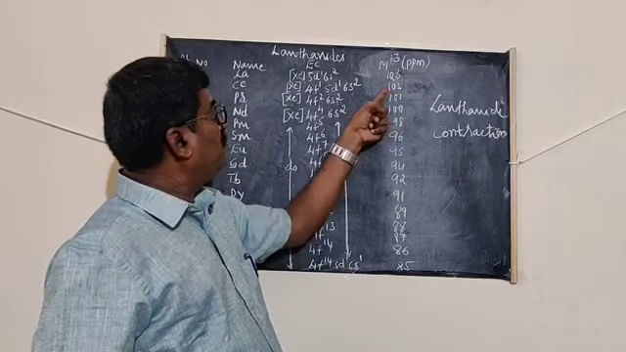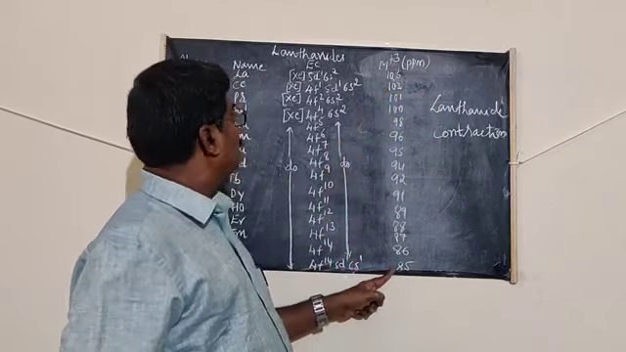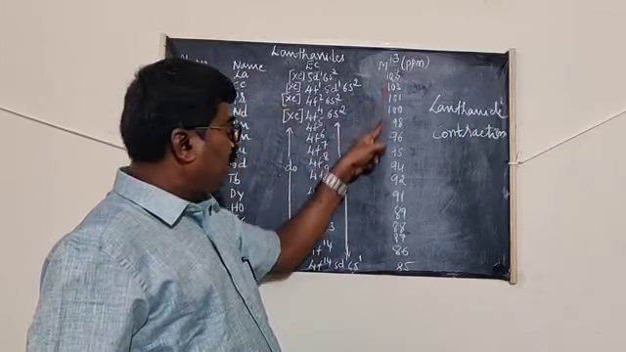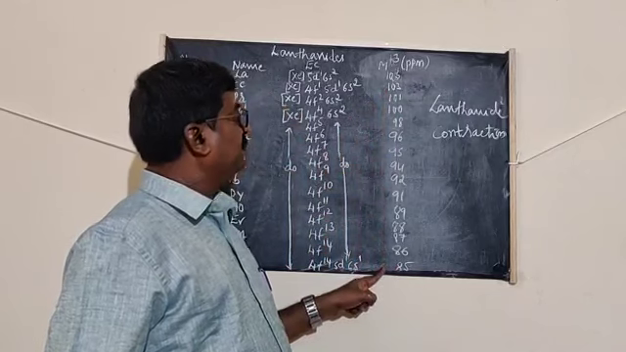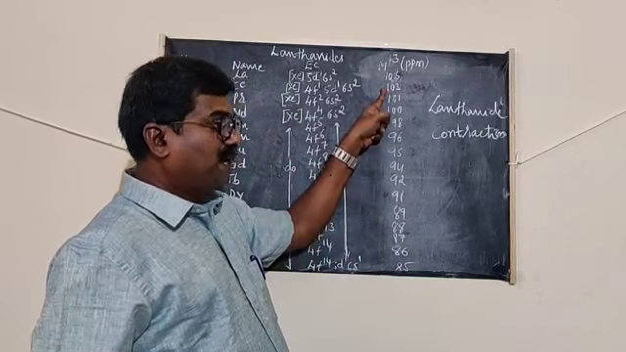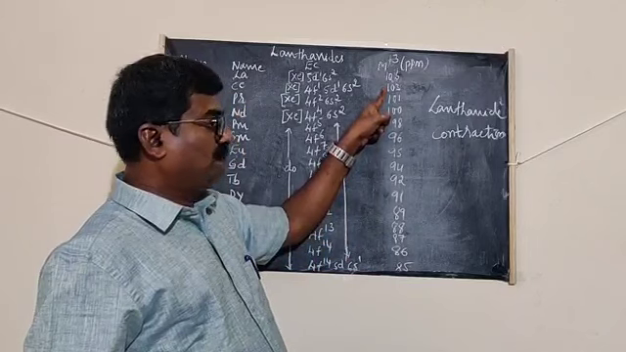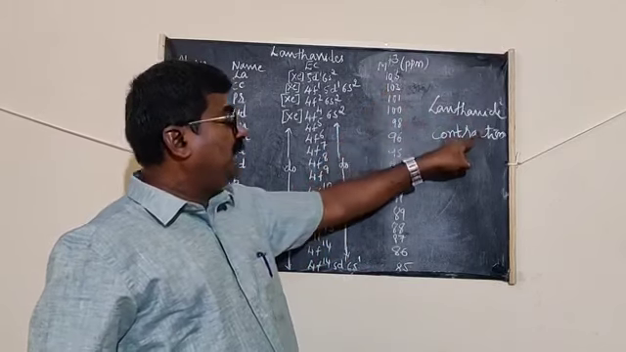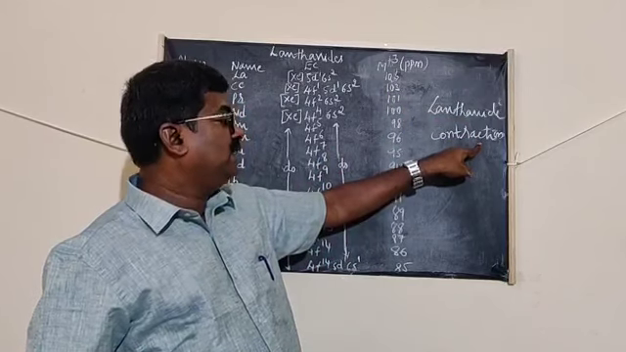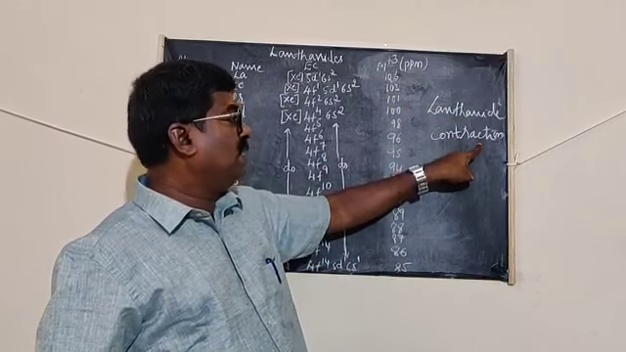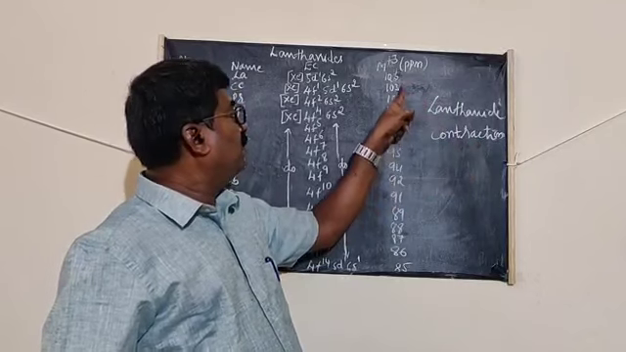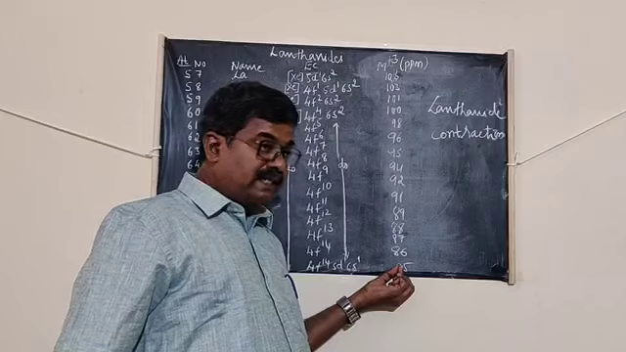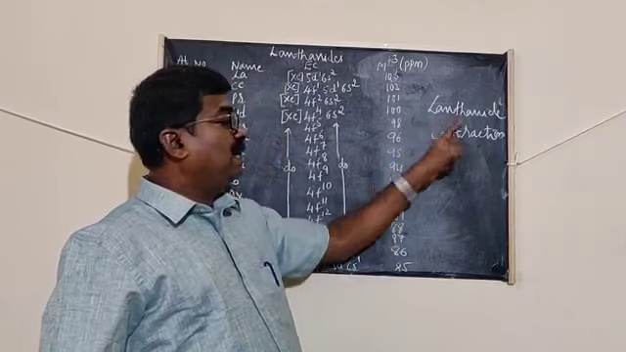As you move from lanthanum to lutetium, or from cerium to lutetium, the atomic number increases, and the number of electrons also increases and one proton also increases. That means nuclear charge increases. So the electrons are not shielded within the shell perfectly. Therefore the nuclear charge increases and the size goes on decreasing. So this concept is called lanthanide contraction.